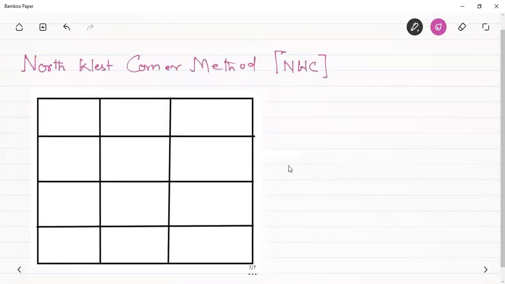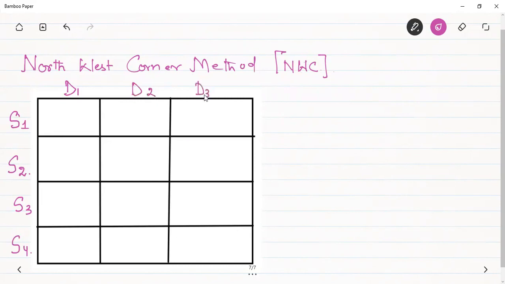I will actually write the question now, and from the question we can see what is given here. In this question there are 4 sources. This is source 1, this is source 2, this is source 3, and this is source 4. Here there will be destinations: destination 1, destination 2, destination 3.